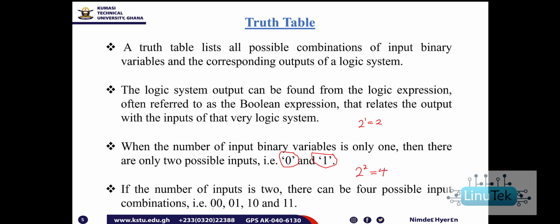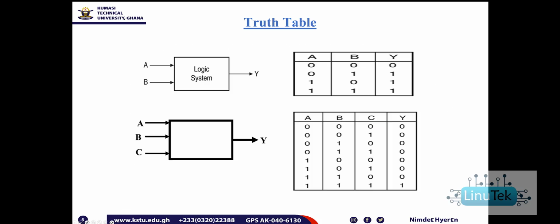So the first combination will be 0, 0. The next combination will be 0, 1. The other one will be 1, 0. And then we'll finally have what? 1, 1. So these are how truth tables are generated.